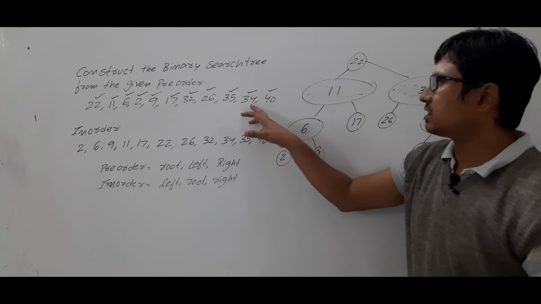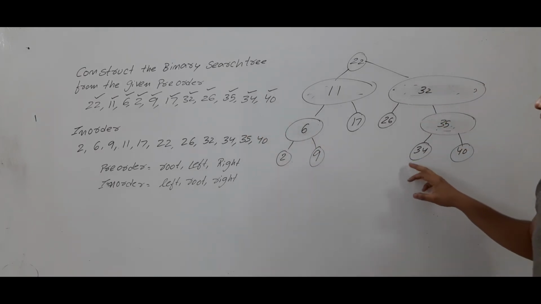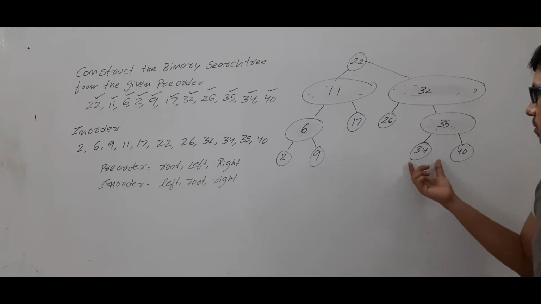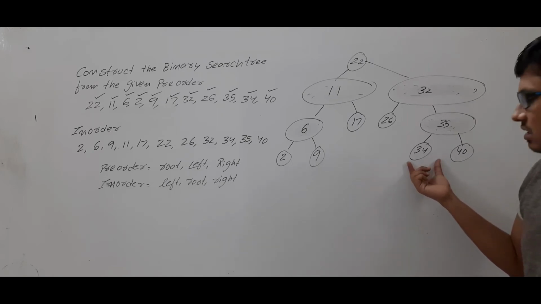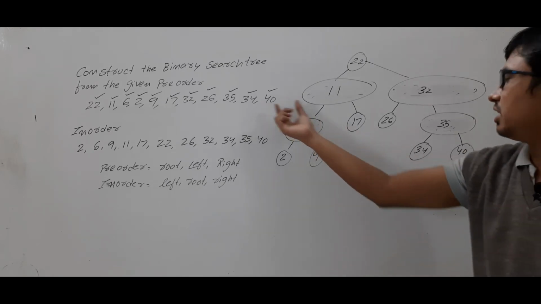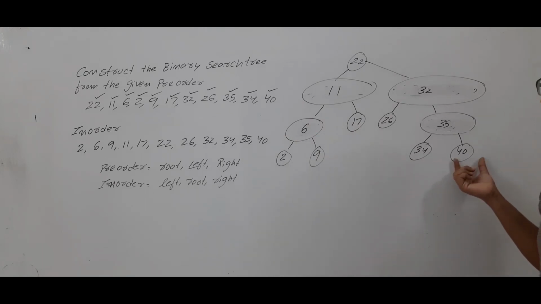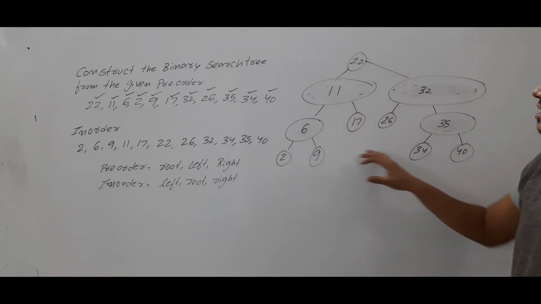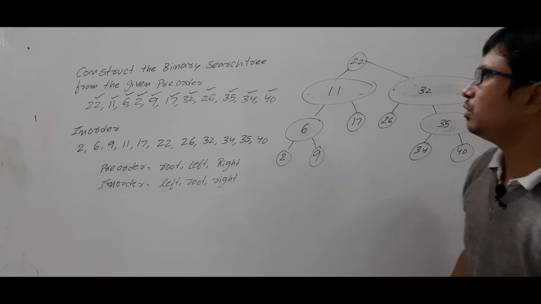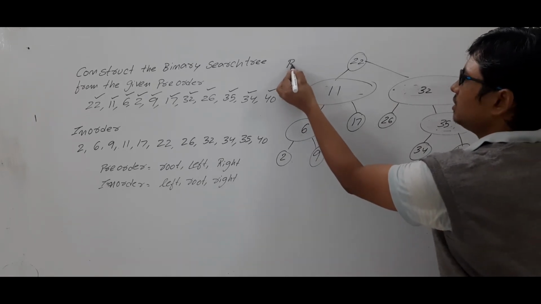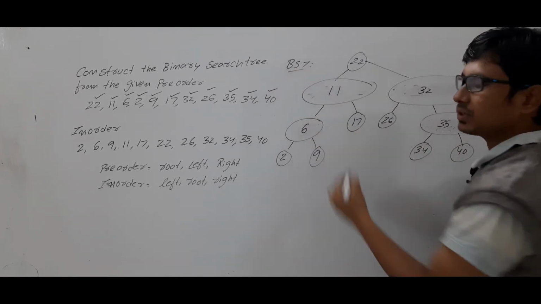Okay. Next 34. 34 is here. To the left of 34 there is no element. To the right of 34 there is no element. So it will act as a leaf node. And then 40 will again act as a leaf node. So this is the binary search tree we got from the given pre-order traversal.